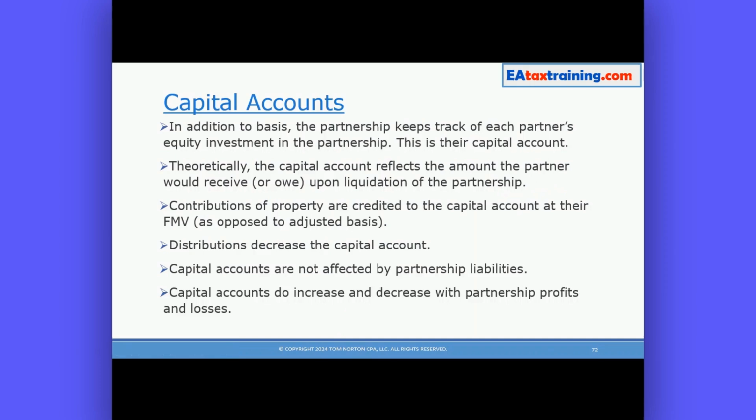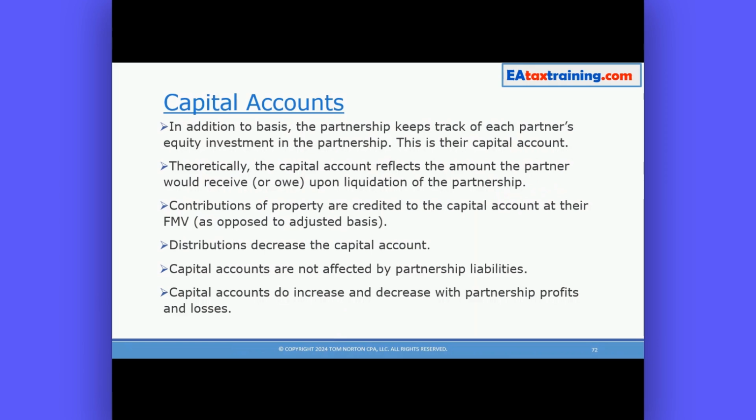First is capital accounts. So we talked about this before. In addition to basis, the partnership also keeps track of each partner's equity investment in the partnership. This is their capital account. So remember, on the balance sheet, the equity section was their capital account. Theoretically, what the capital account reflects is the amount the partner would receive upon liquidation of the partnership. So it's just like any other equity. Remember, assets equals liabilities plus ownership equity. So the capital account is the ownership equity section of the balance sheet.